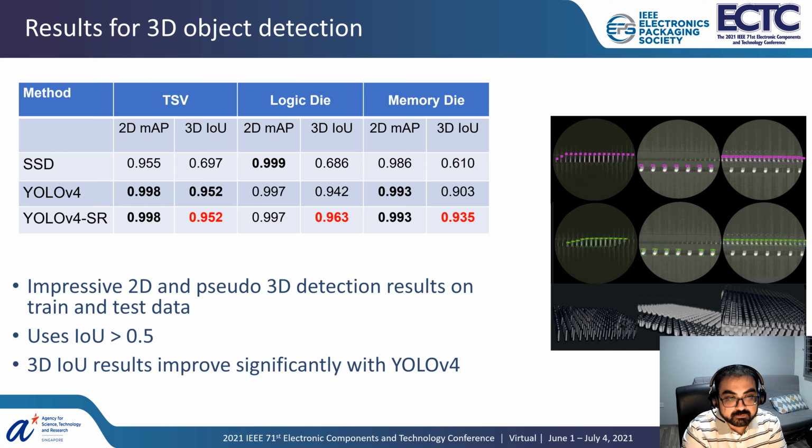So for object detection, we basically use SST and YOLO on the three different structures, TSV, logic die, and memory die. As you can see, YOLO basically gives us the best results. For 2D, the average precision is 0.998, 0.997, 0.993, which is almost close to the perfect result of 1. And for 3D, we were able to detect every structure. So over here, we actually show you the IOU to show you how good the results were based on our module that contains some structure recovery along with the baseline YOLO V4 module.